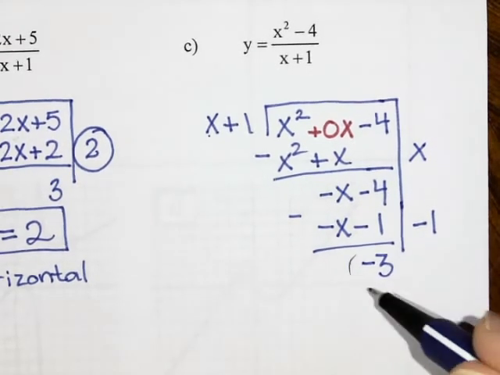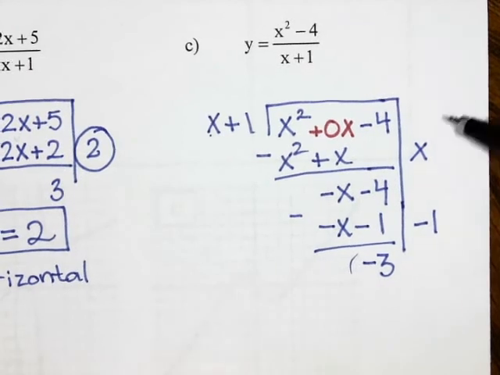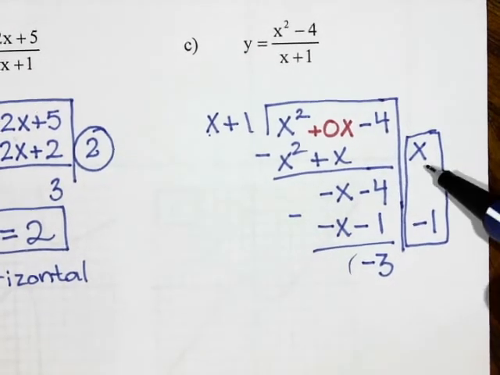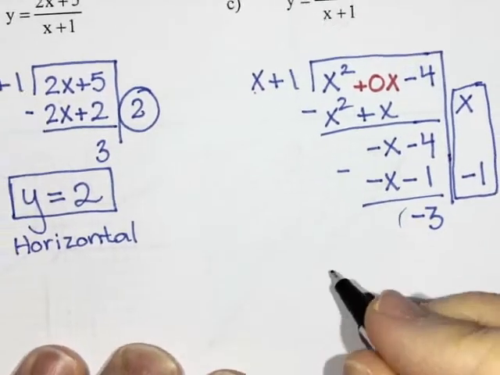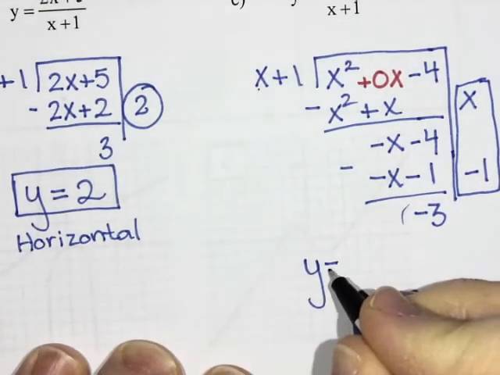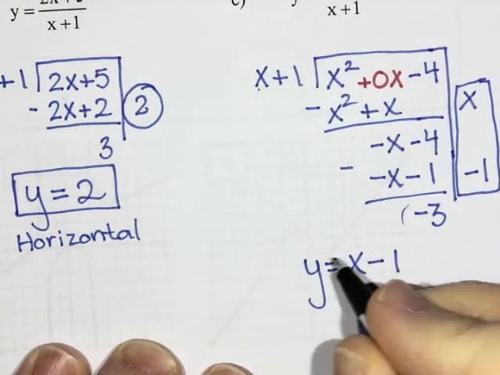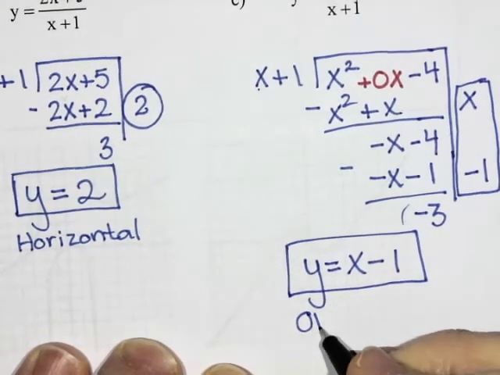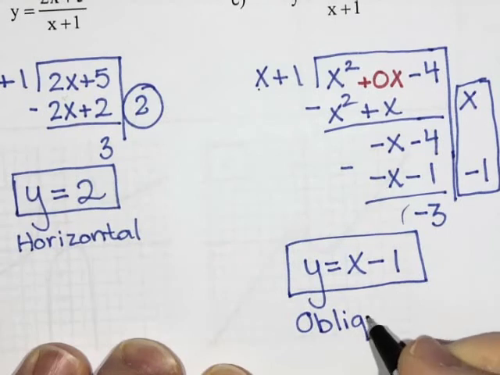So the remainder is not important when we're doing this. What's important is the quotient. So it's going to be x minus 1. So I get y equals x minus 1. And because this has an x in it, it's going to be oblique.